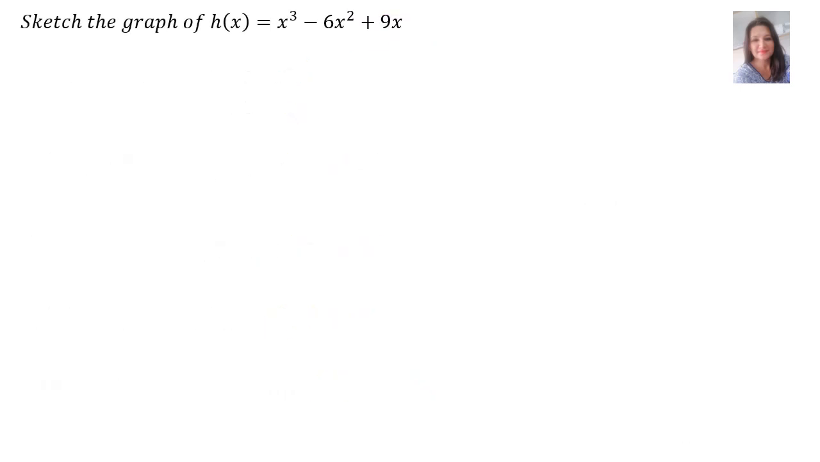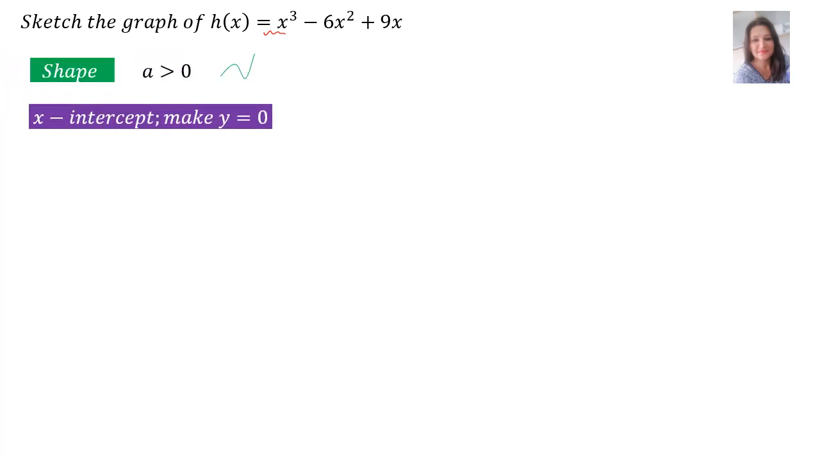Let's sketch the graph of h of x is equal to x to the 3 minus 6x squared plus 9x. First of all, the shape will be determined by A's value. A is greater than 0. You find A there in front of x to the 3. It's the coefficient of x cubed. A is greater than 0 or positive. Therefore, this is the shape of your graph.